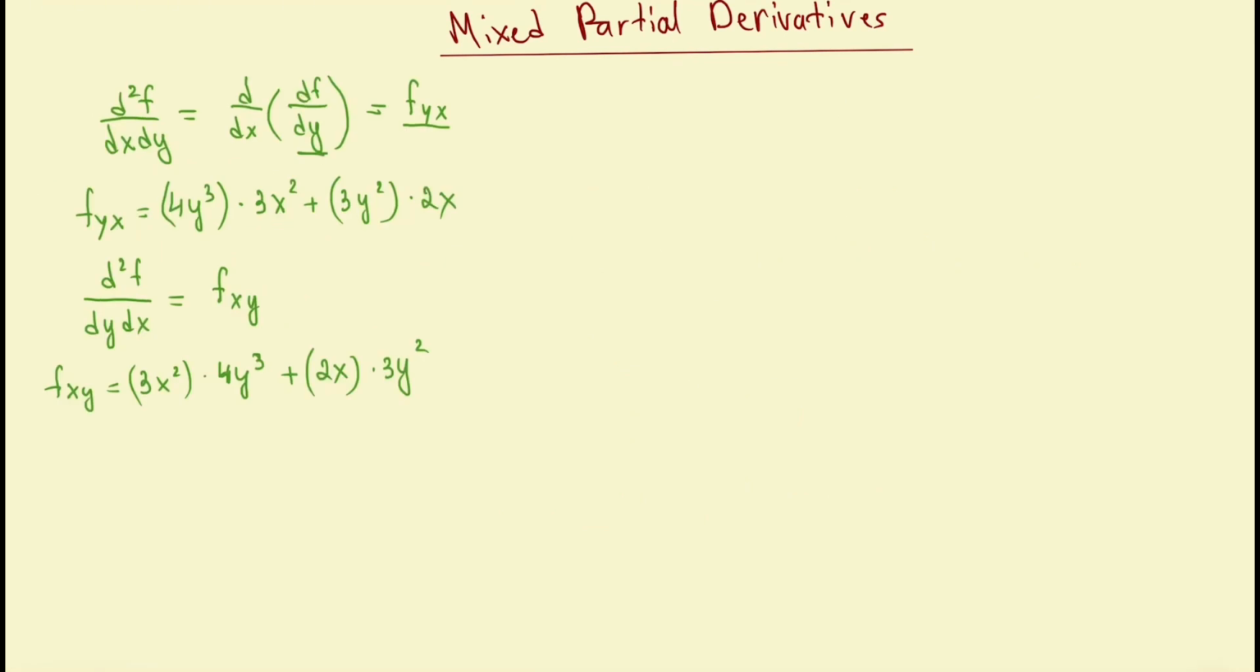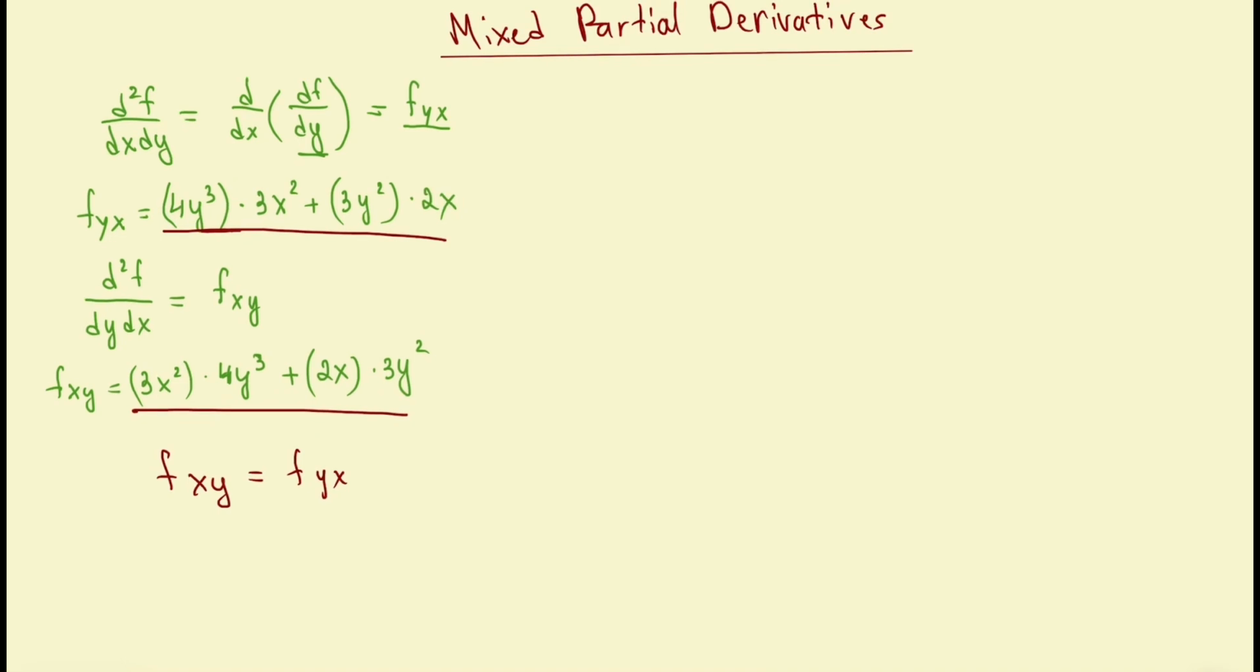Now, as you may have noticed, f of yx is equal to f of xy. This is always going to be true as long as the function is continuous. So we're going to have f of xy be equal to f of yx.